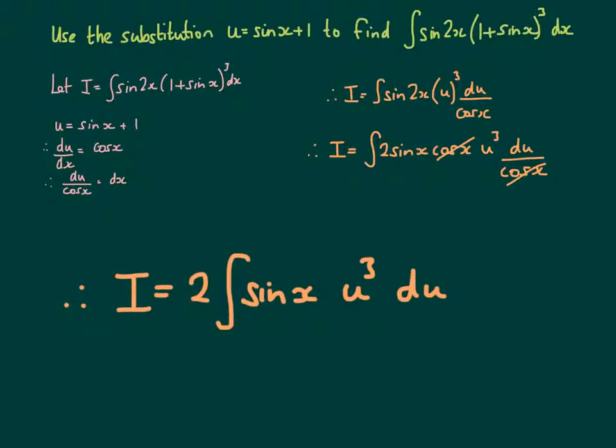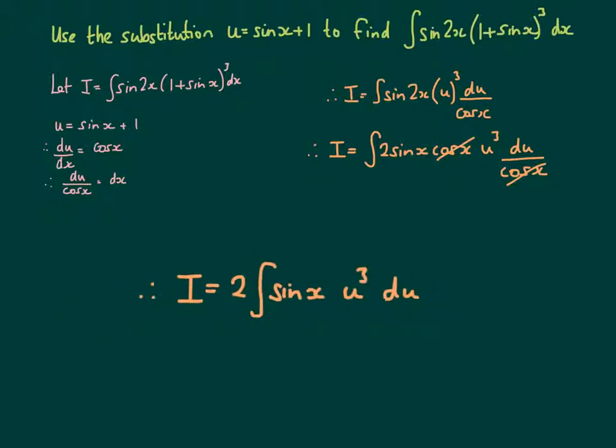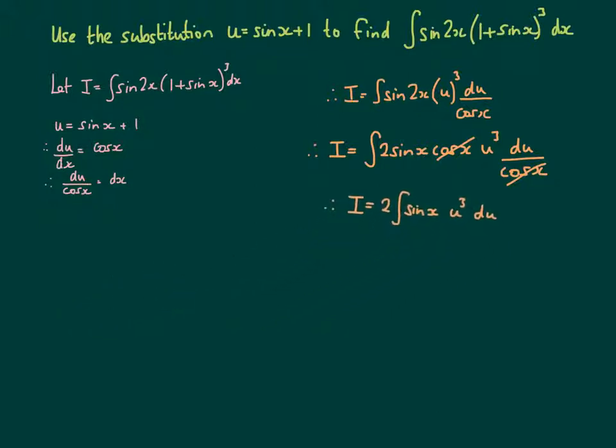Okay, so we still can't integrate at the moment because we've got that x term in there and we're integrating with respect to u. So we have to substitute now an expression for sine of x. So we go back to our original one, look, which is in terms of sine x. If I take the 1 across the other side, sine x is going to be the same as u subtract 1.